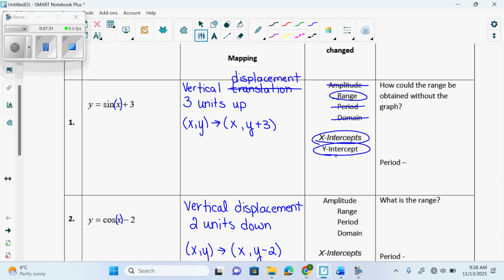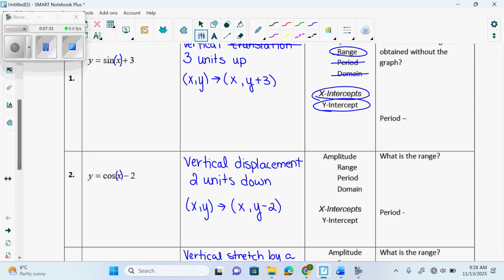All right. Let's talk about a cosine graph. A cosine graph starts at (0, 1) and then it goes like this. Maximum 1 on the y-axis, right? So this one has a vertical displacement 2 down. Is the amplitude going to change if I take the entire graph and shove it 2 down? No. Is the range going to change if I take the entire graph and shove it down?